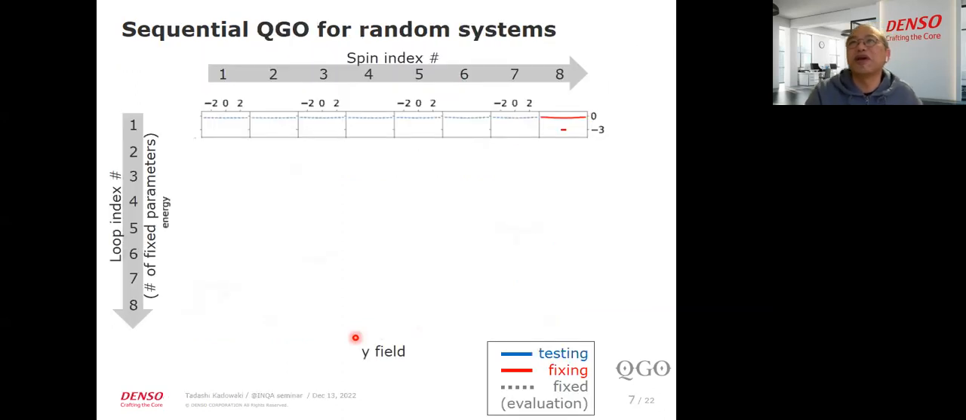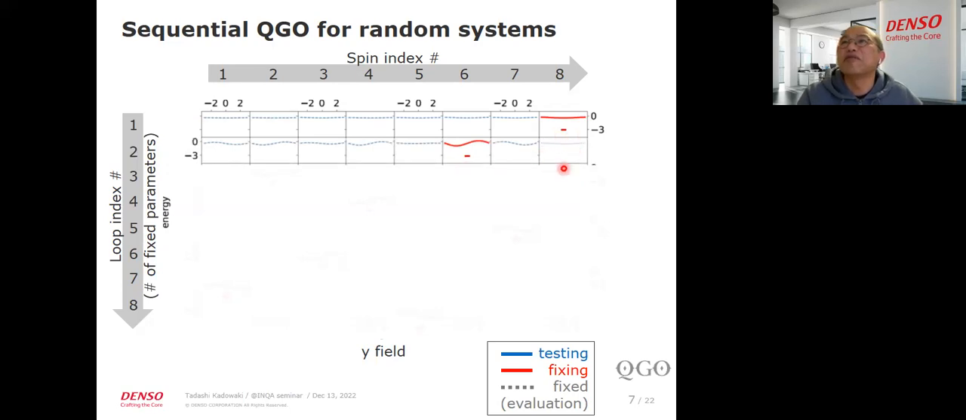It seems to work. Okay, so let's confirm with another example. So now we have also random system, random interaction, random field, and we have eight spins. This is the spin index and this is the repeat index. So we sweep the, actually we have many QA runs for different amplitude of Y field, but after that we will see that just one run will be enough. But anyway, the sensitivity analysis, and we see this is most sensitive, and we should fix this spin down.